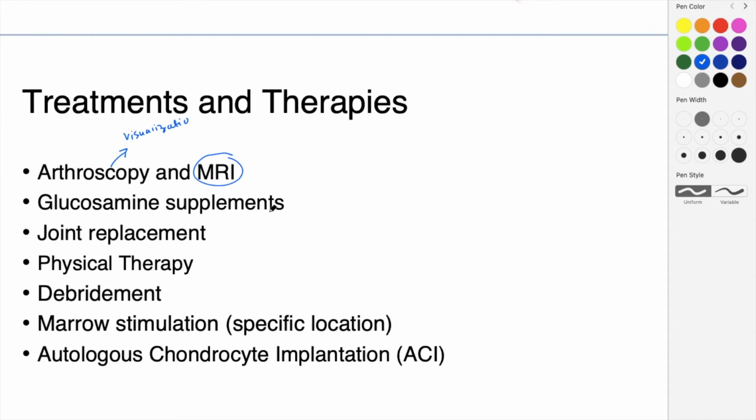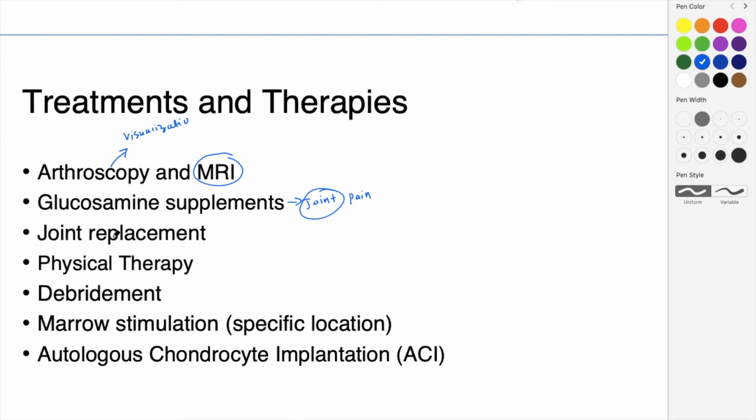Glucosamine supplements are very important for joint health. If you have joint pain, we can take glucosamine supplements to keep up the health of our cartilage. It really supports the joint and is helpful to treat joint pain. You can consider that as one of the treatment options.